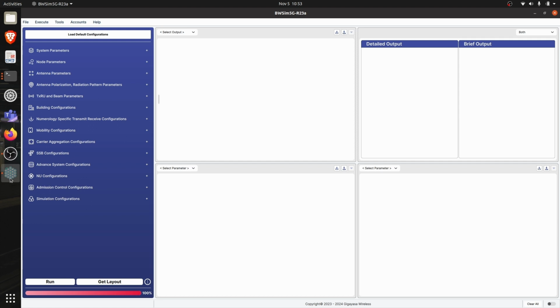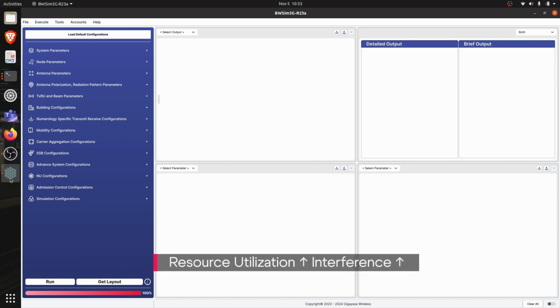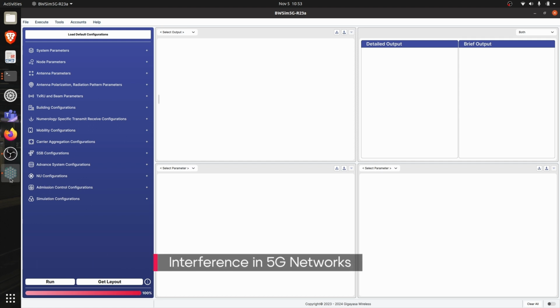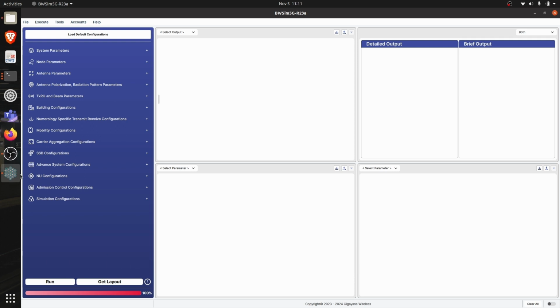Spatial multiplexing isn't without its challenges. One of the most formidable opponents it faces is interference, which can sneak in from nearby users and neighboring cells. So, in this video, we are going to take a deep dive into the world of interference in 5G networks. We will unravel the different types of interference, what causes them, and how they play a part in the performance of the entire system.